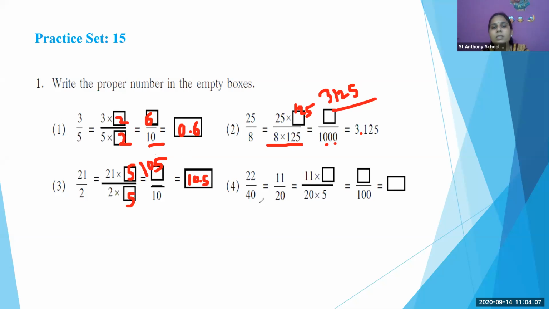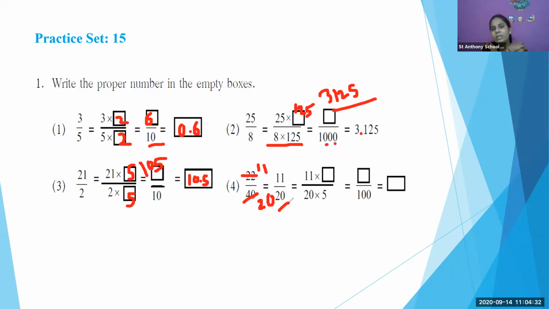Right? Now in this case 22 upon 40. Here 11 upon 20 is given, means 22 upon 40 is nothing but 11 upon 20. How? Because if I divide this 22 by 2, 11 will come. If I divide by the same number, 2, here 20 will come. So they have given 11 upon 20.